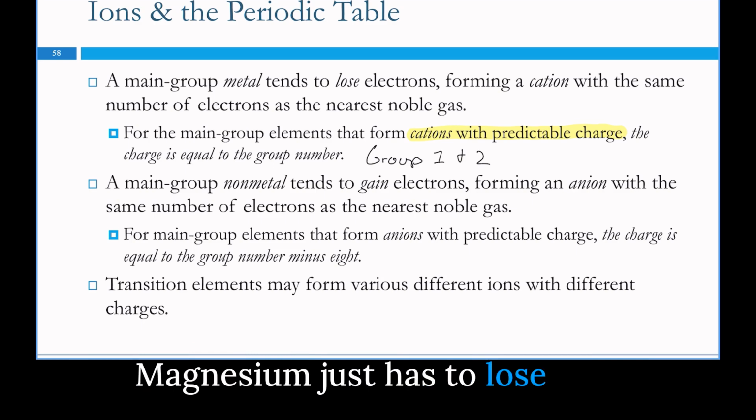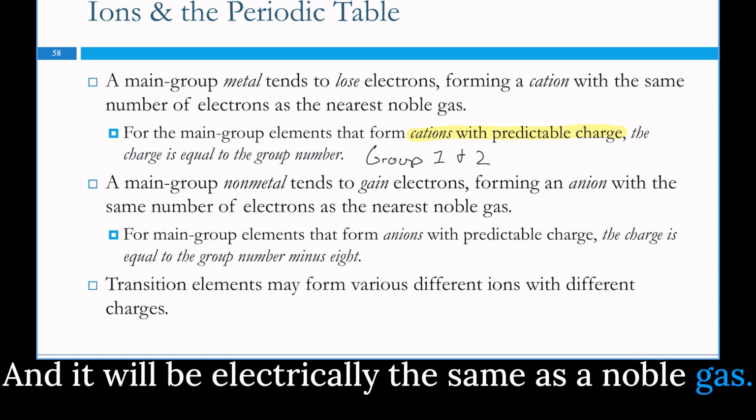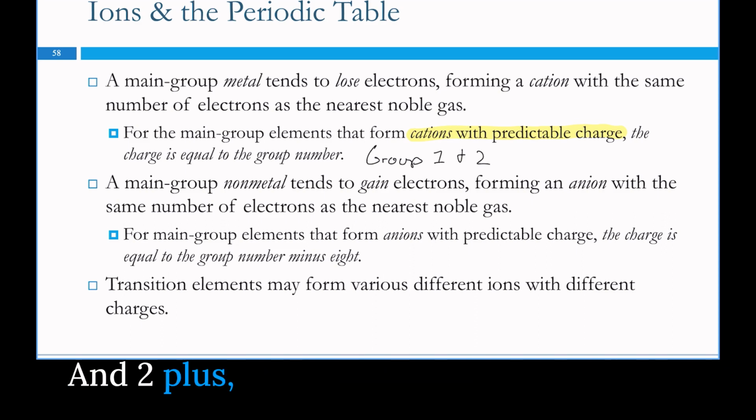Magnesium just has to lose 2. And it will be electrically the same as a noble gas. So that's why those form 1 plus and 2 plus. So these guys will be 1 minus. What about group 16? 2 minus. Group 15? 3 minus.